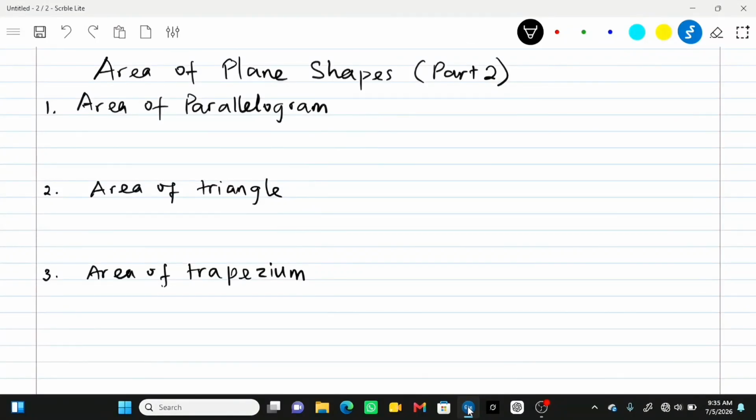Welcome to Area of Planes, Part 2. Here we discuss area of a parallelogram, area of a triangle, and area of a trapezium.